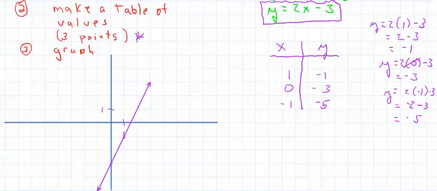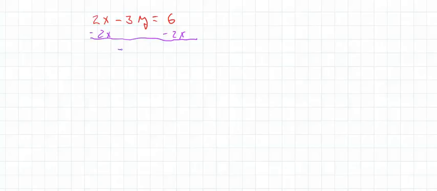All right, let's look at one more example. This time our example will have a fraction. All right, 2x minus 3y equals 6. Now, again, I'm going to solve for y. Subtract 2x, subtract 2x. And again, we show our work for this. Equals negative 2x plus 6.